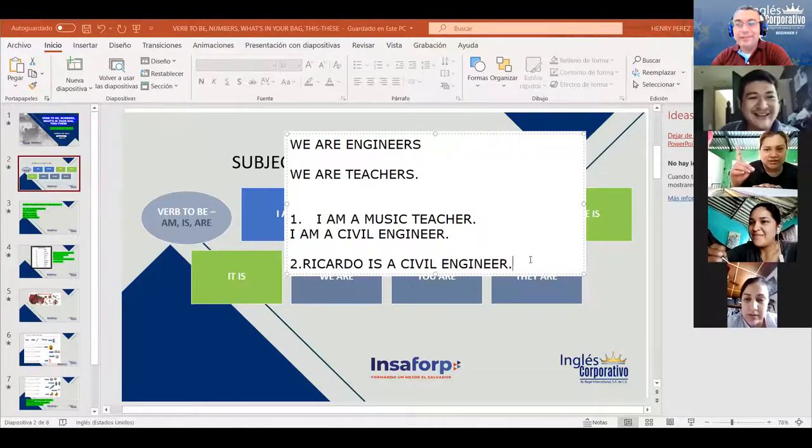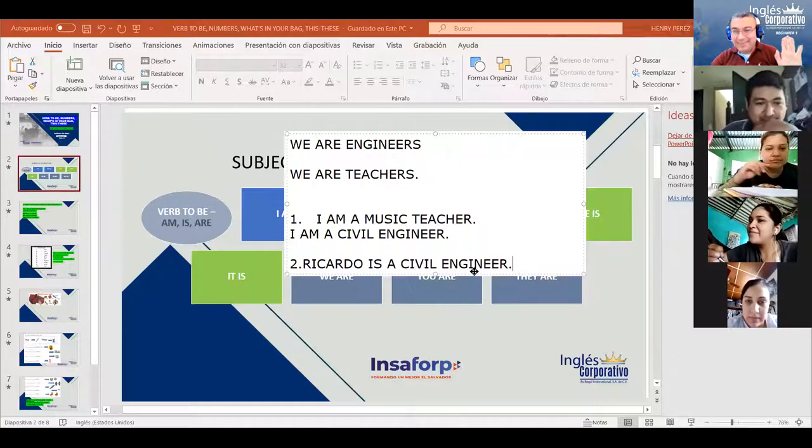No, Ricardo, she is. No. Espera. Ve a la pantalla aquí, Tam. Ok. En ningún momento utilicé el she. Ok. El she primero es para ella, referirnos a alguien femenino.